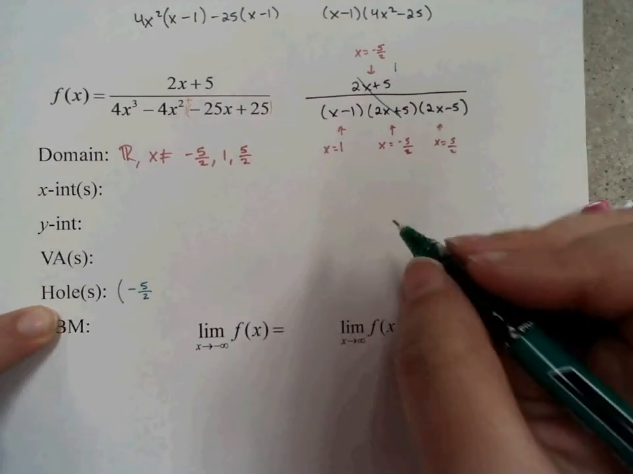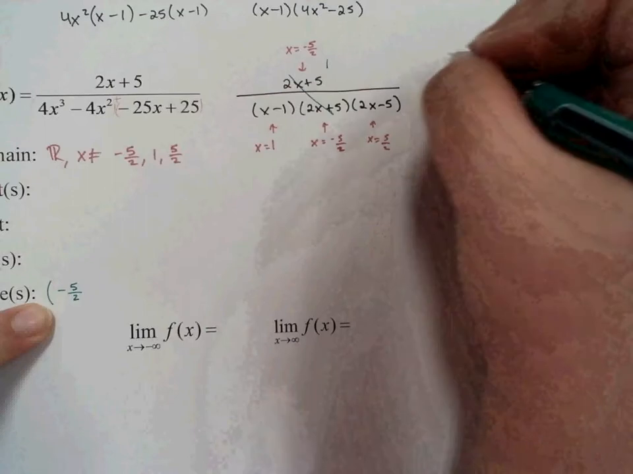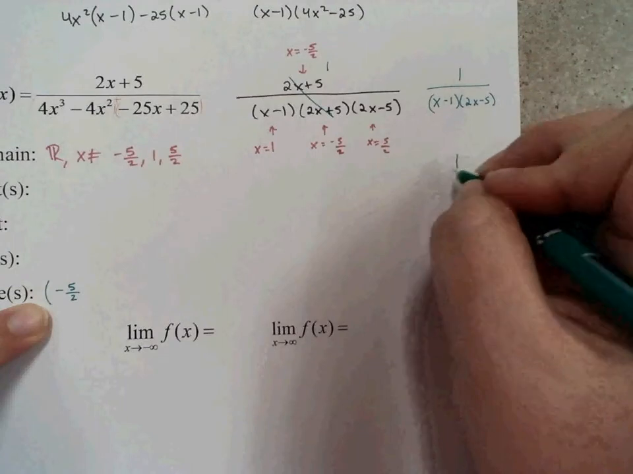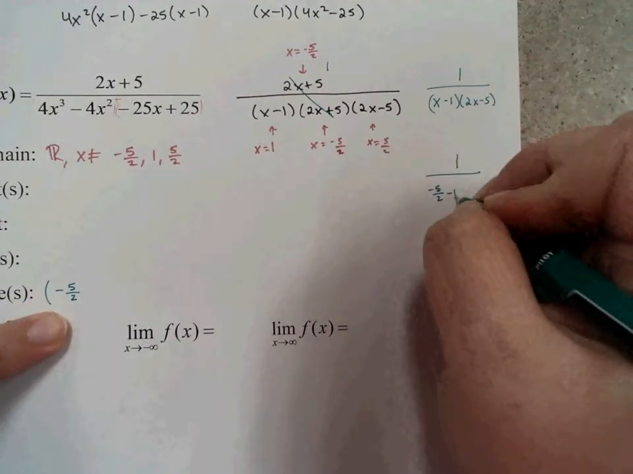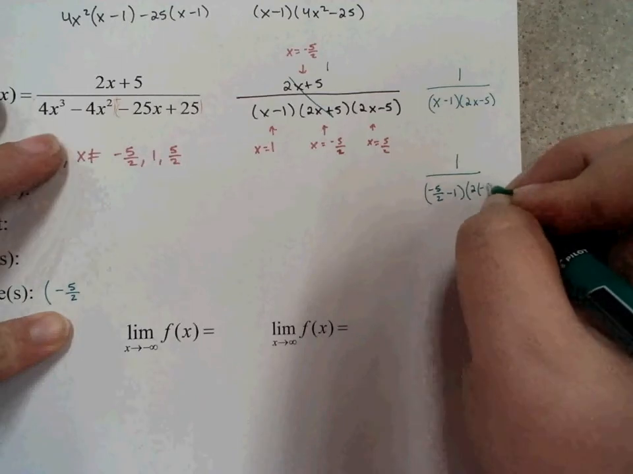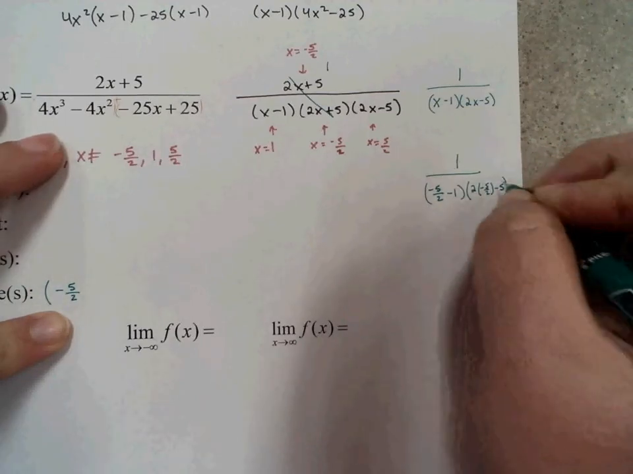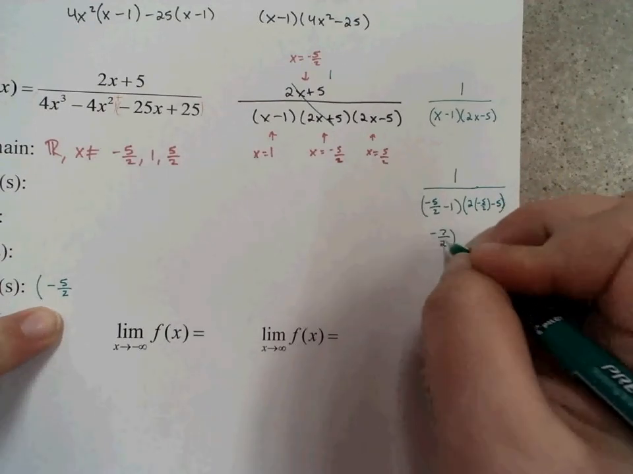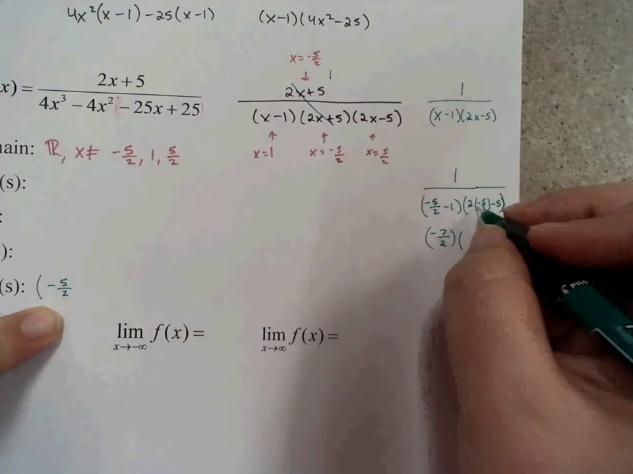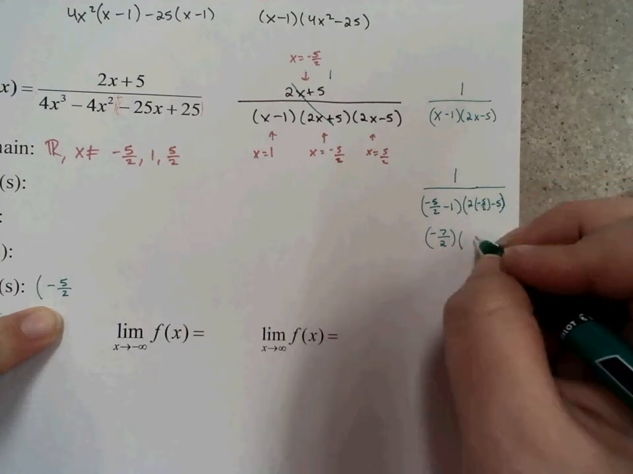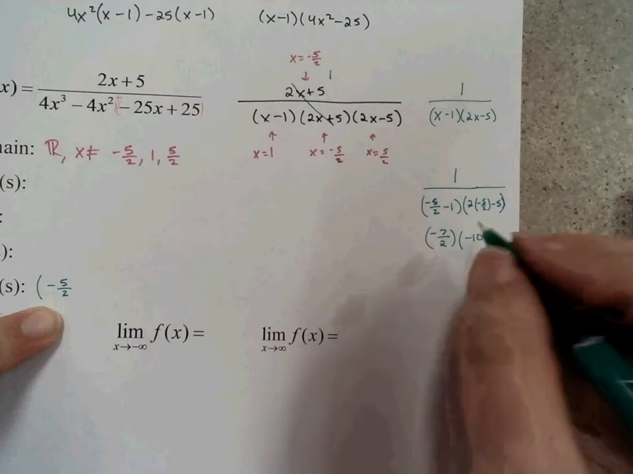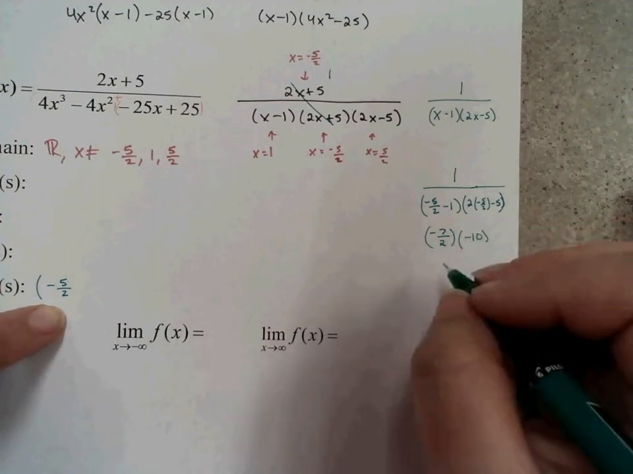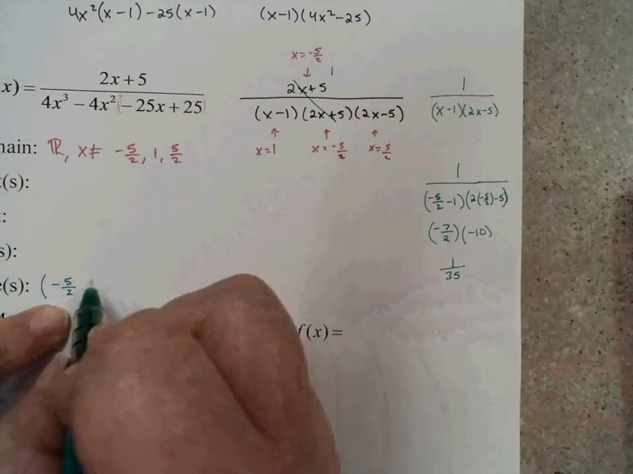Okay. Ooh, I need to figure out where that is, so I'm going to have to plug in -5/2 into what's left over. So what's left over is 1 over x minus 1 and 2x minus 5. So 1 over -5/2 minus 1, and then 2 times -5/2 minus 5. So let's simplify that. -5/2 minus 1, 1 is 2/2, so that's -7/2. And then 2 times -5/2 is -5, -5 minus 5 is -10. -10, that's 70/2, so 35, or I could see it as 10 divided by 2 is 5. And so either way I get 1 over 35.